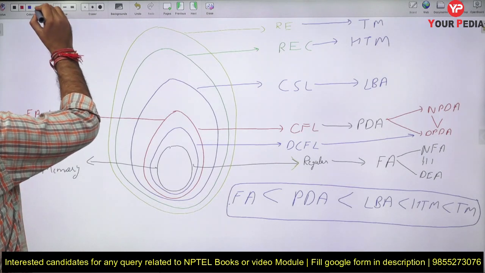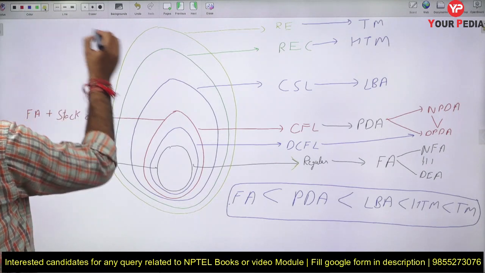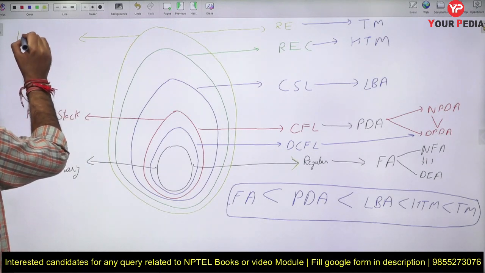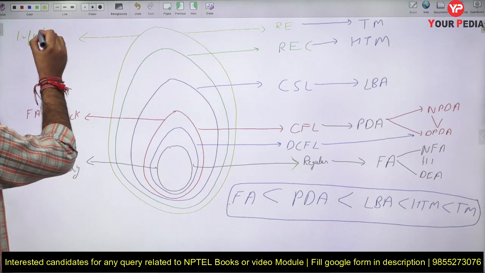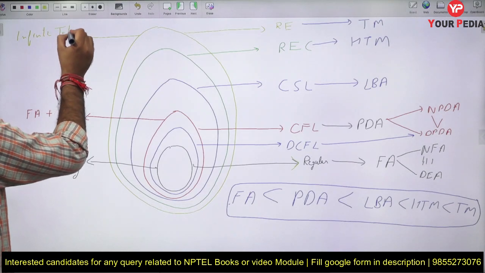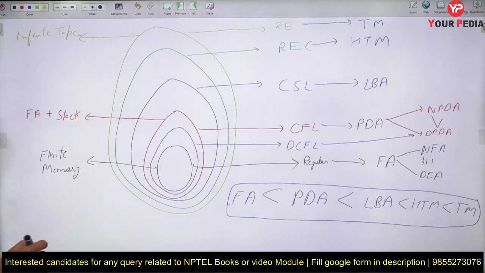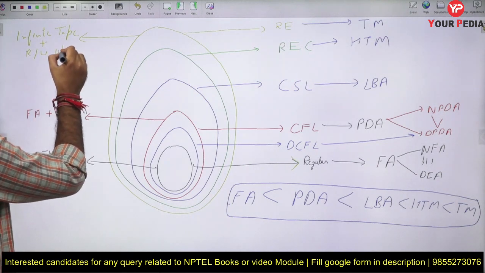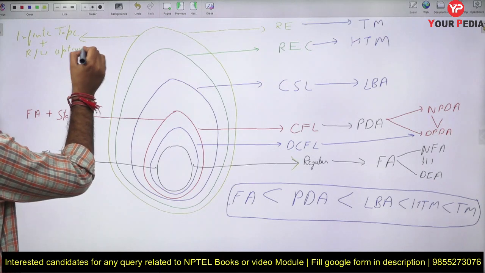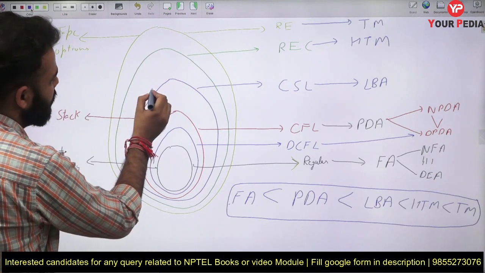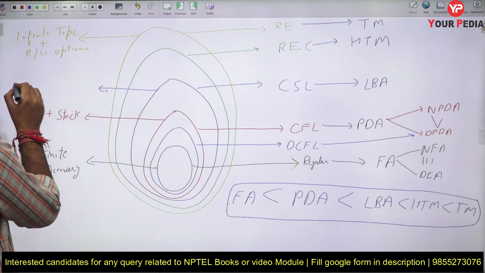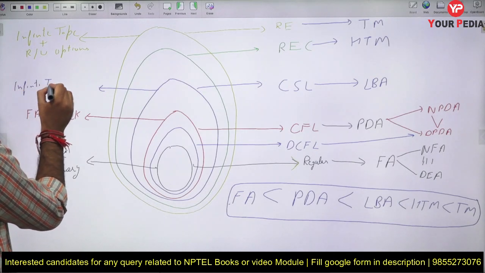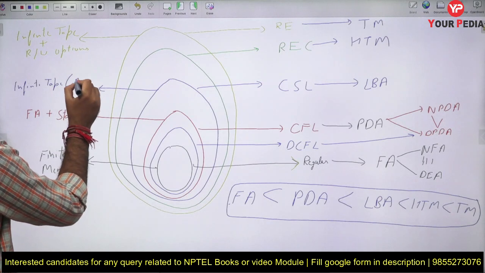Now in Turing machine or in halting Turing machine, both machines, you have infinite tape plus read write options, and for linear bound automata you have infinite tape but bounded.